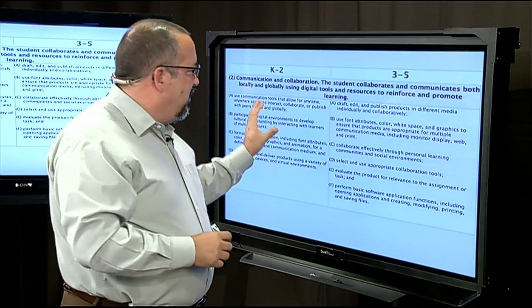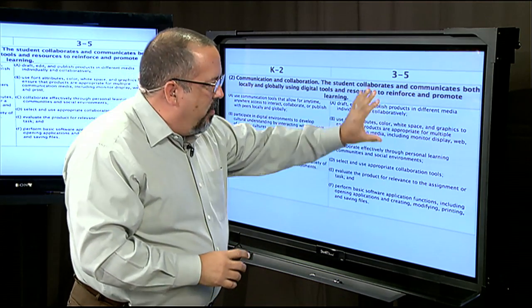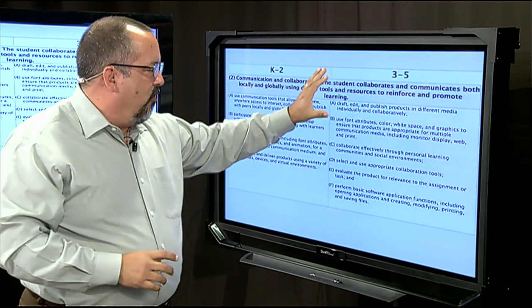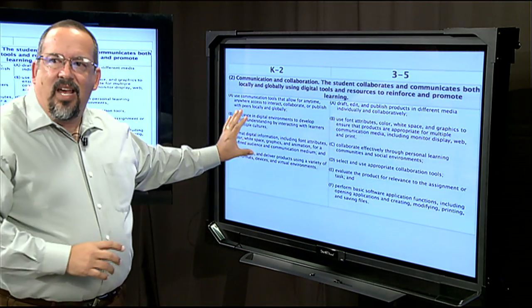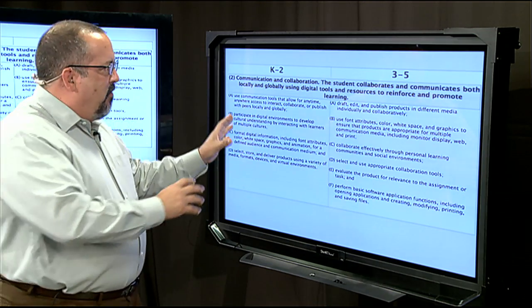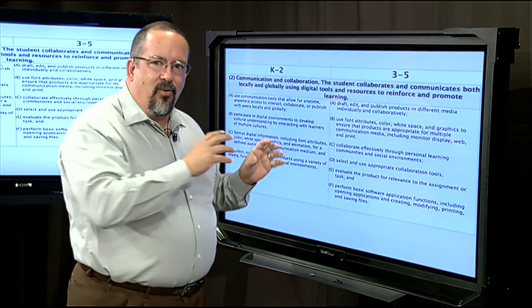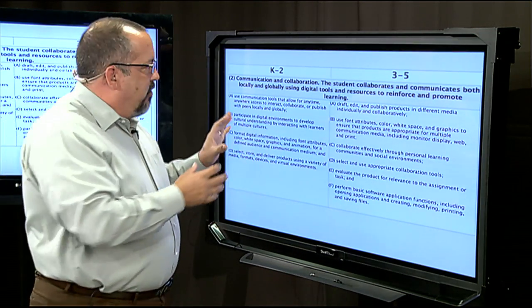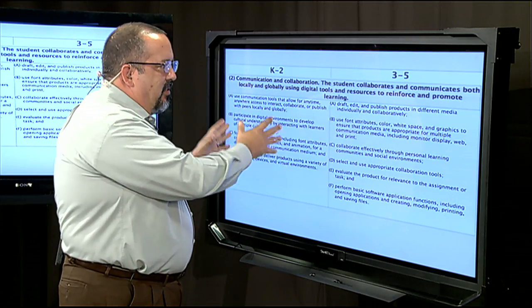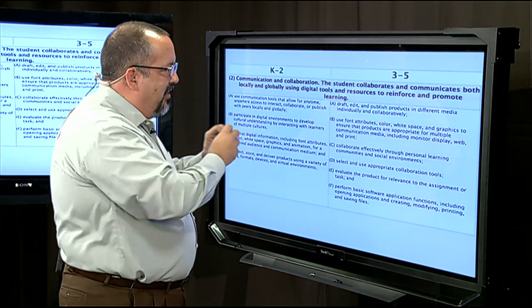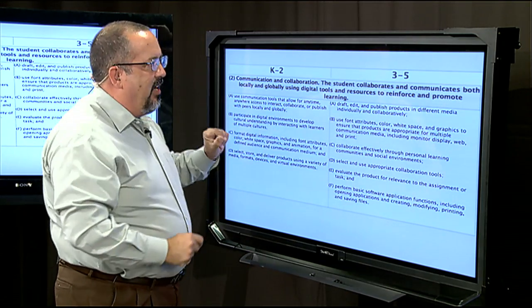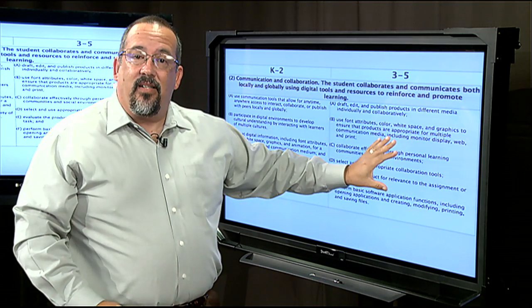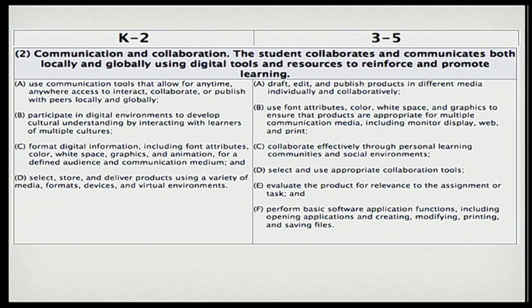The reason is this: in order to do these 3-5 communication and collaboration expectations, the students had to have done these. So hopefully you'll see also that we don't want to skip grades. We don't want to leave things out, because if we don't do this stuff in K-2, the students won't be successful in 3-5. So we can't just pick and choose TEKS. We have to be able to do all of those.